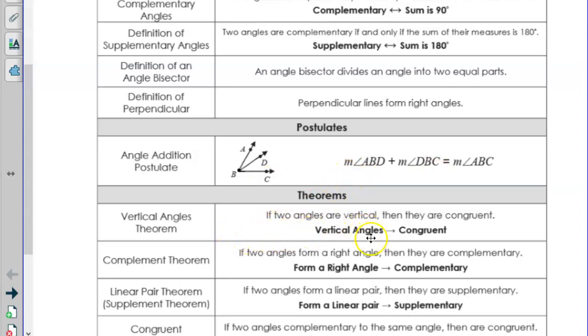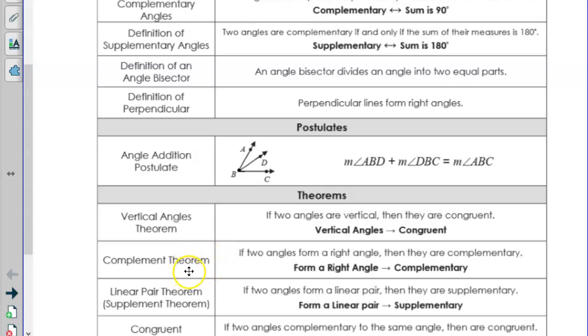You guys already know that vertical angles are congruent. Now notice that the arrow is only going one way. If I tell you that two angles are congruent, that doesn't mean that they are vertical angles. So you can't flip-flop that. It's not an if and only if. Complement theorem. This one would be new for you. This is saying that if two angles form a right angle, then they are complementary. That's called the complement theorem. We've talked about the idea, but we have not talked about that actual theorem.